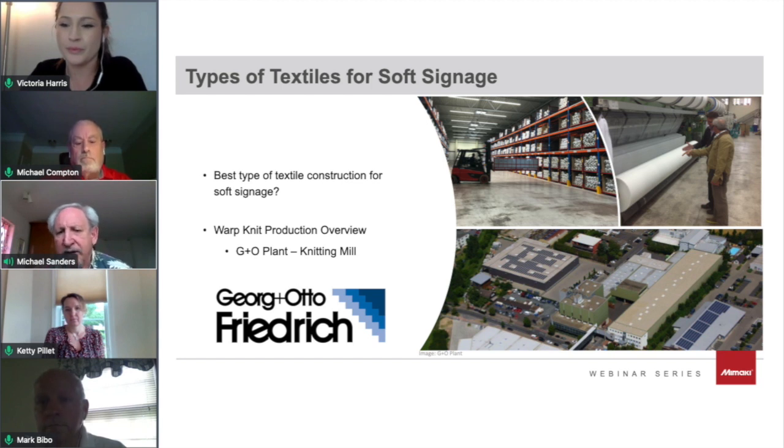And we're very pleased to have as our partner for our warp knits George Otto Frederick from Germany. They have the most unbelievable facility for warp knits in the world, in my opinion. They are the largest manufacturer of warp knits in Europe. And also, the facility is probably the greenest facility I've ever seen.